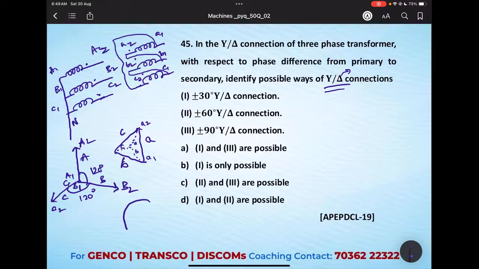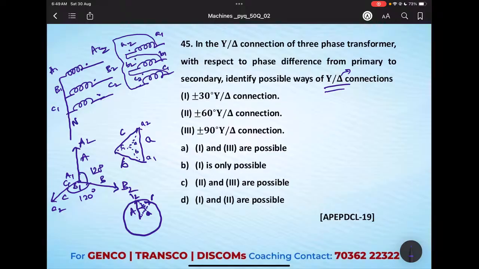If we take these primary and secondary phasors on a clock or in a circle, what will happen? This is the primary phasor A. Let's note down the secondary phasor small a from here. Okay, small a here, what will come? This is the small a. If you represent these two phasors on a clock, what will it come? Let's take this as 12, it will be 1. What is the phase difference here? 30 degrees.